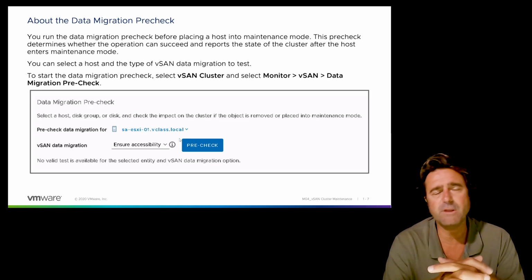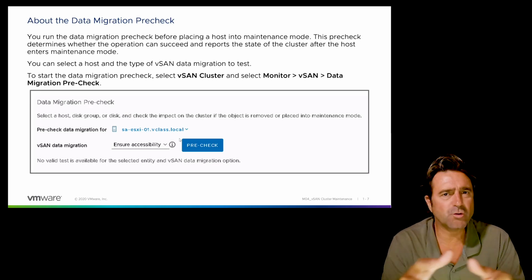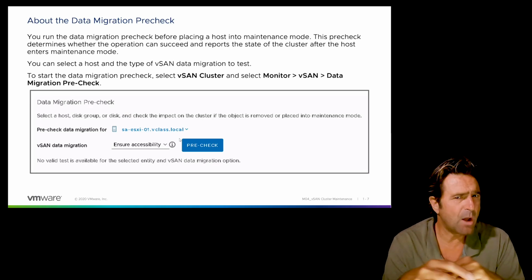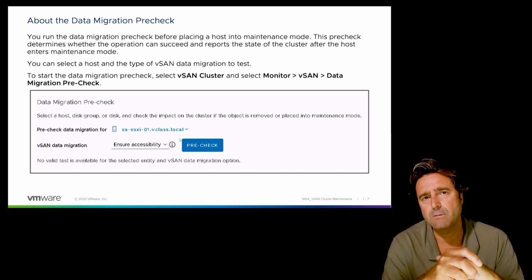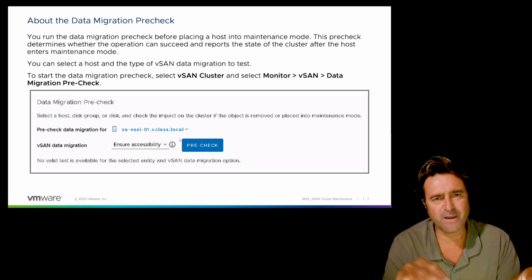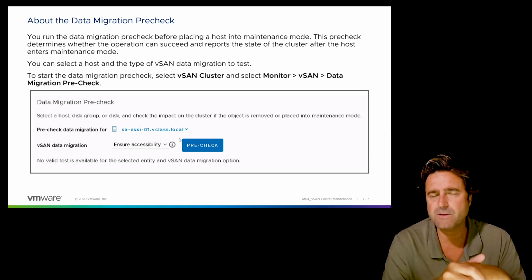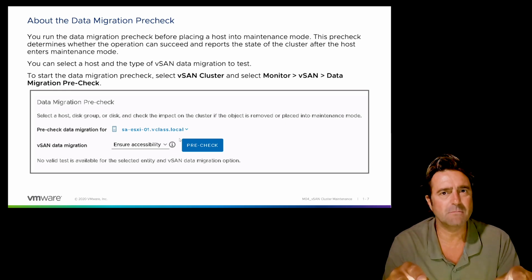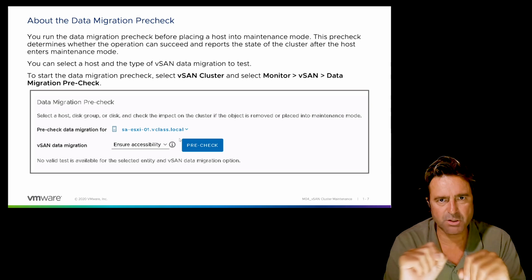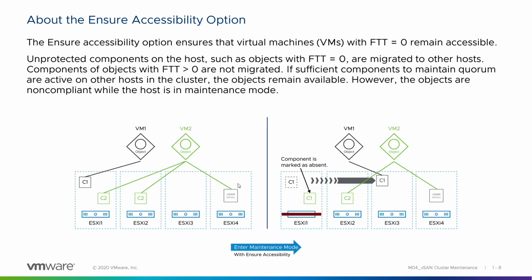Now, if you take a look, here what they try to tell you is that nowadays when you put a host in maintenance mode, to truly understand the ramifications of your decision, if you click on pre-check, it's going to tell you exactly how many VMs will be impacted by your decision. So if we go to the next page, let's talk about what this means.